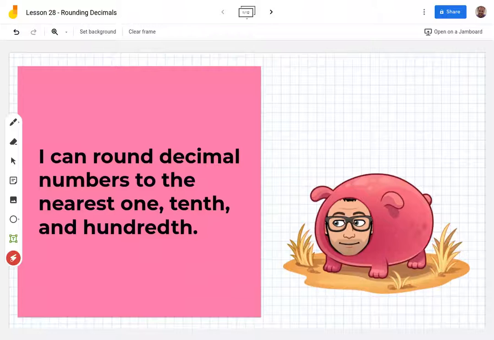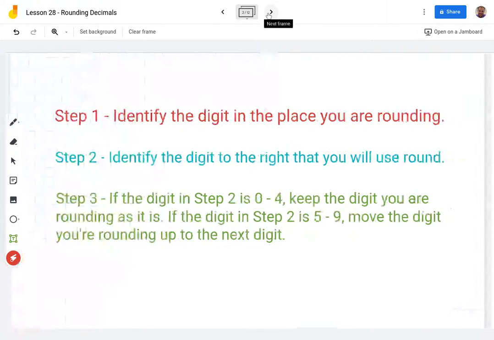Welcome to today's lesson. Our learning target today is I can round decimal numbers to the nearest one, also called whole number, tenth, and hundredth. Let's begin. There are 3 steps to rounding decimals.